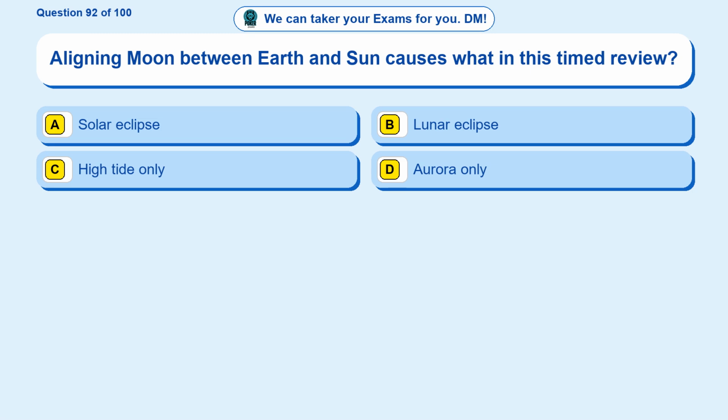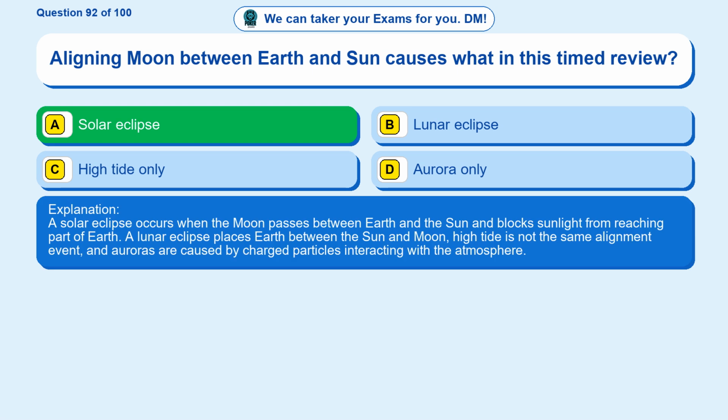Question 92. Aligning moon between Earth and Sun causes what in this timed review? Option A, solar eclipse. Option B, lunar eclipse. Option C, high tide only. Option D, aurora only. The correct answer is option A. Solar eclipse. A solar eclipse occurs when the moon passes between Earth and the Sun and blocks sunlight from reaching part of Earth. A lunar eclipse places Earth between the Sun and Moon. High tide is not the same alignment event, and auroras are caused by charged particles interacting with the atmosphere.